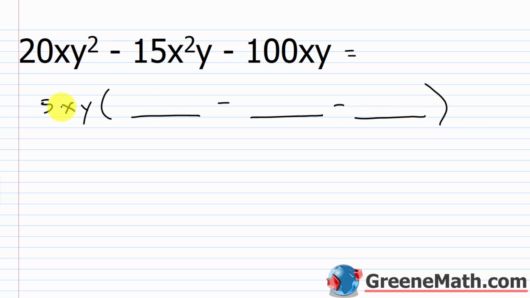20xy squared divided by 5xy. 20 divided by 5 is 4. X over x is 1. Y squared over y is y. 15x squared y over 5xy. 15 divided by 5 is 3. X squared over x is x. Y over y is 1. 100xy divided by 5xy. 100 divided by 5 is 20. X over x is 1. Y over y is 1. So we end up with 5xy multiplied by the quantity 4y minus 3x minus 20.